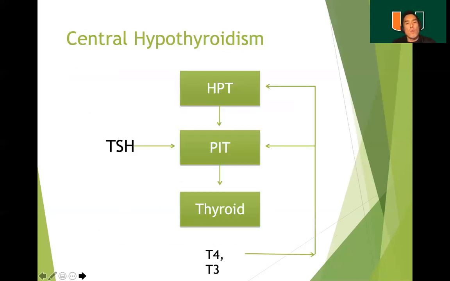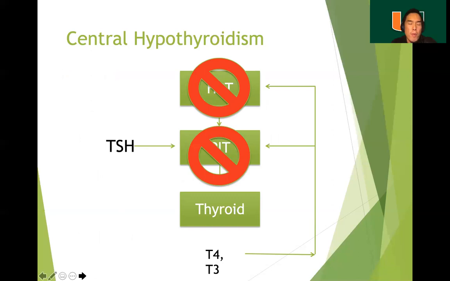Now, when we talk about secondary or central hypothyroidism, the pathology is either at the pituitary or hypothalamus, causing a low TSH state. Because of low TSH, the thyroid produces a low amount of thyroid hormones as well. So we call that central hypothyroidism. When you obtain blood tests, thyroid function tests, you see a low T4 with low TSH or even normal TSH, it's considered central hypothyroidism.